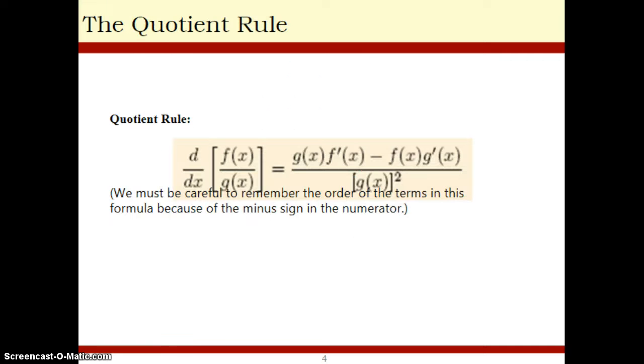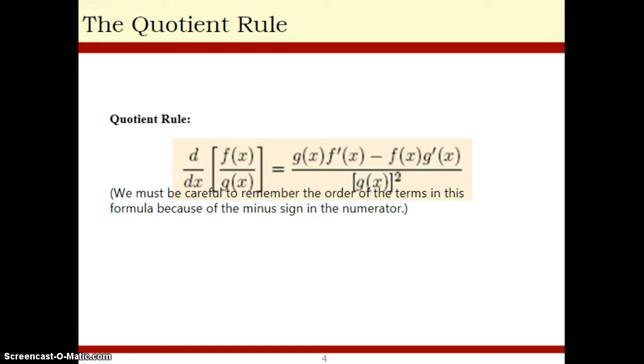Next rule we're going to talk about is the quotient rule. Same idea when you are dividing two functions. You take g of x, the denominator, multiply it by the derivative of the numerator, and then subtract the numerator times the derivative of the denominator, and then divide all of that by the denominator squared. You have to be careful about the order here, because since it's subtracted, it's very important. With the product rule it didn't matter what order you did them in, but in the quotient rule it's important because there's a subtraction sign there.